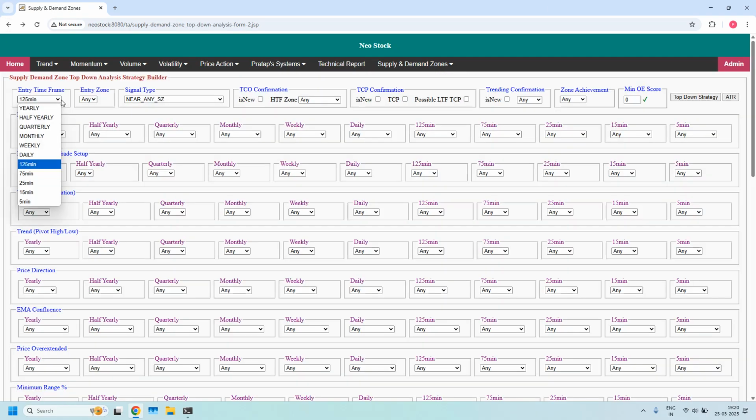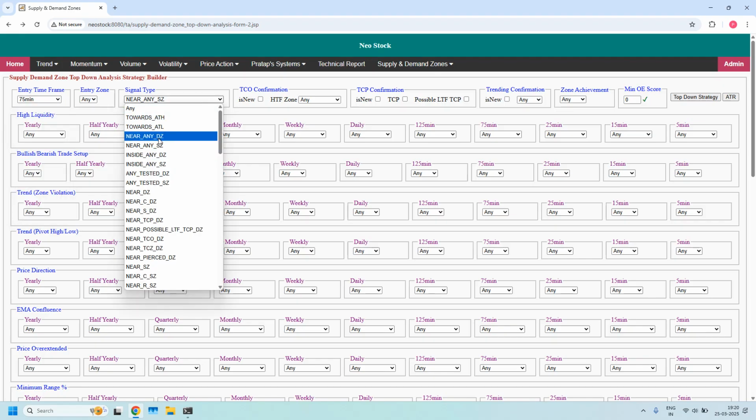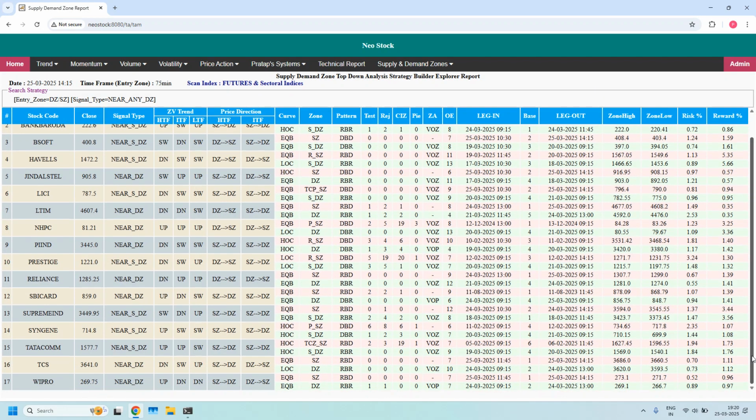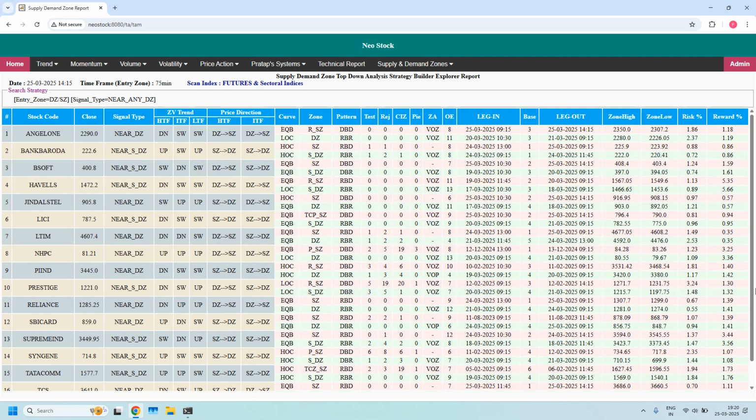Next time frame is 75 minutes. Entry time frame 75 minutes. Let us find the stocks near to the 75 minutes demand zone. We got 17 stocks. Let us identify high liquidity zones from this list, 75 minutes demand zones. Bank of Baroda is having a 75 minutes high liquidity demand zone. Birla Soft is having a high liquidity zone. Havells is having a high liquidity zone. LIC is having a high liquidity zone.